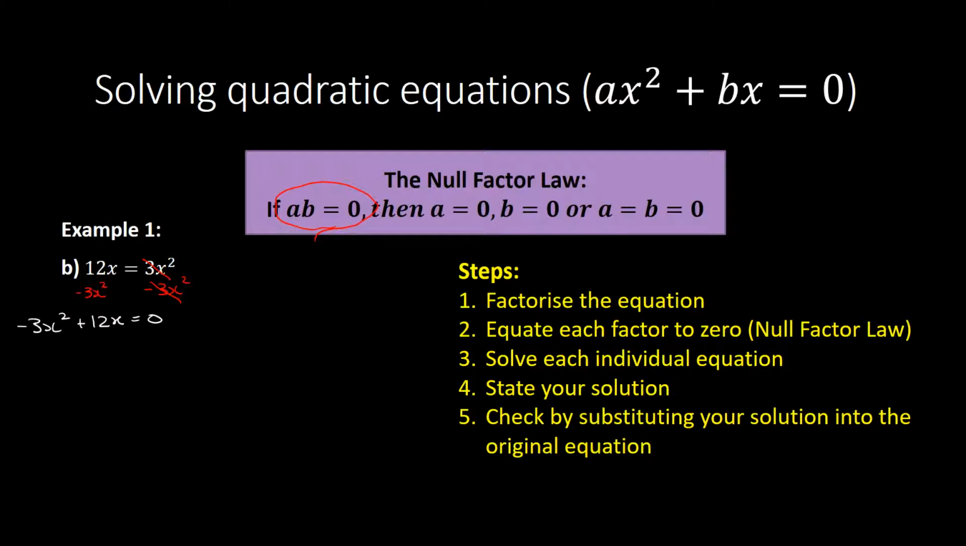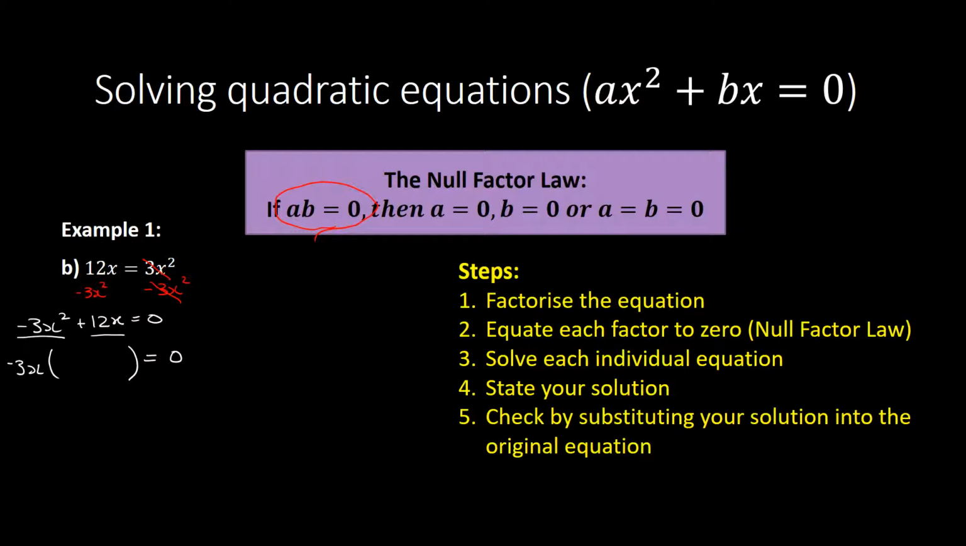Now it looks more like the null factor law, right? We've got an equal to 0, so we can look at step 1, factorize the equation. Remember, with factorizing an equation, we want to take something out the front of some brackets, take out a common factor, and then equate those to 0. So when we look at these two terms, negative 3x squared and 12x, I can see that their common factor number is negative 3, or positive 3, but taking out a negative is nice. And in terms of the variables, we can see that they both have an x in common.